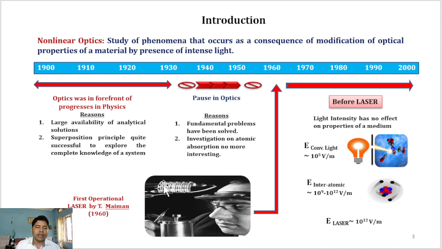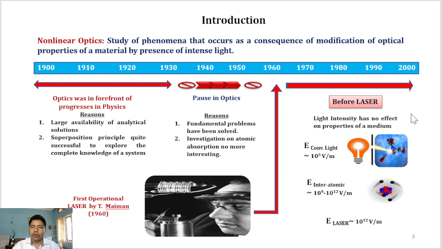The moment this special kind of light source was developed, it came with lots of properties: it is a coherent source, highly monochromatic, highly unidirectional. All these properties of this new light source give rise to an intensification of this new light. So because of that, now let me discuss this part.